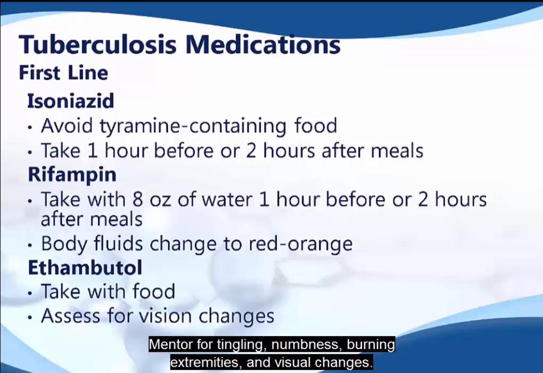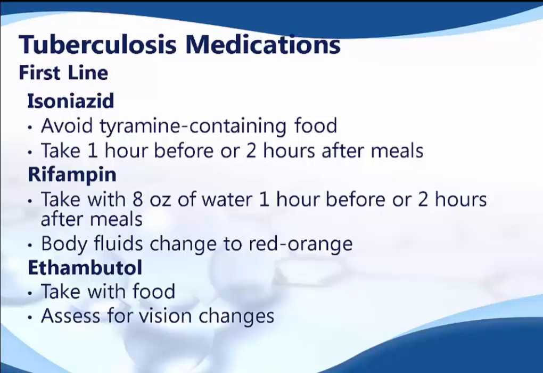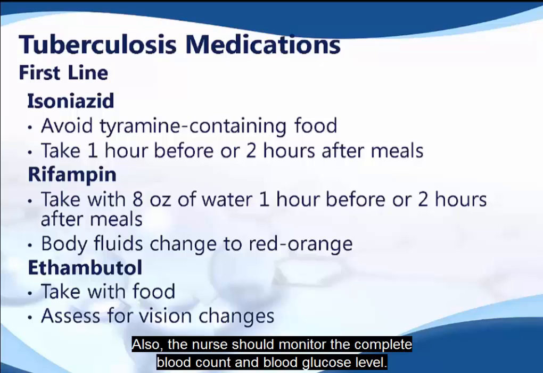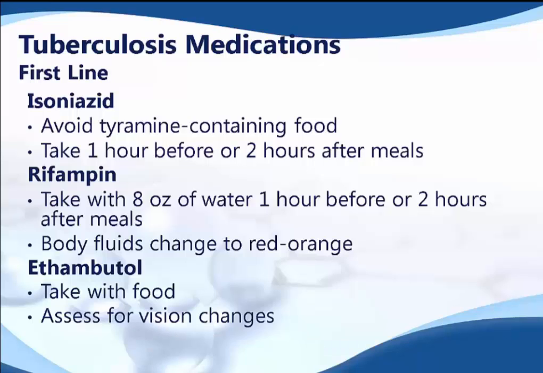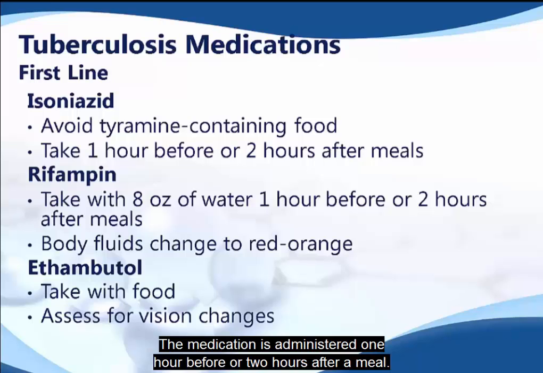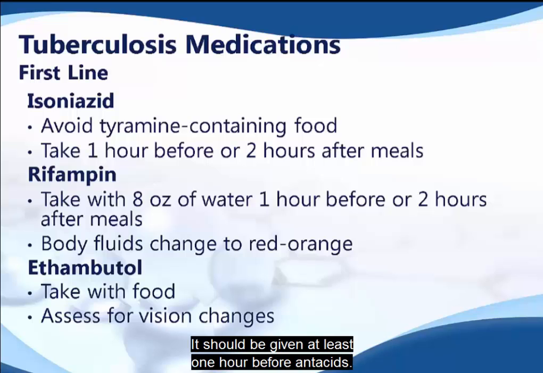Monitor for tingling, numbness, burning extremities, and visual changes. Also, the nurse should monitor the complete blood count and blood glucose level. The medication is administered 1 hour before or 2 hours after a meal. It should be given at least 1 hour before antacids.